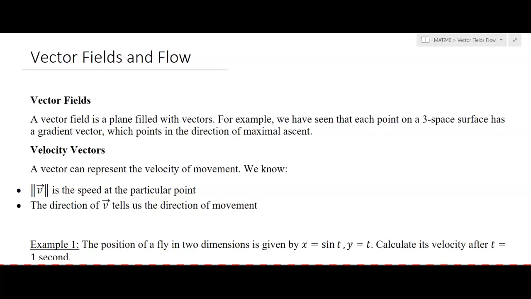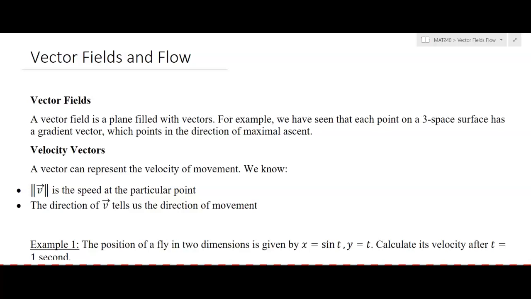Hello and welcome. In this video we are going to look at vector fields and the flow of a vector field. So we've dealt quite a bit with vectors, but we haven't dealt with them to the extent that we can populate an entire xy plane with a set of vectors. So a vector field is a plane filled with vectors.